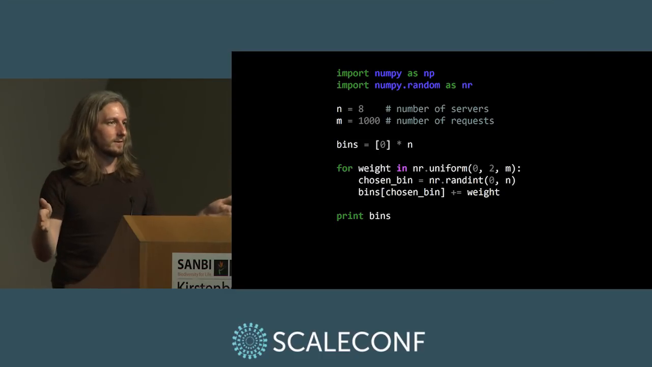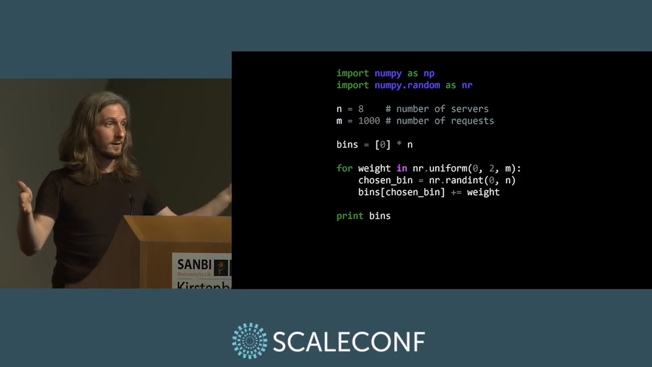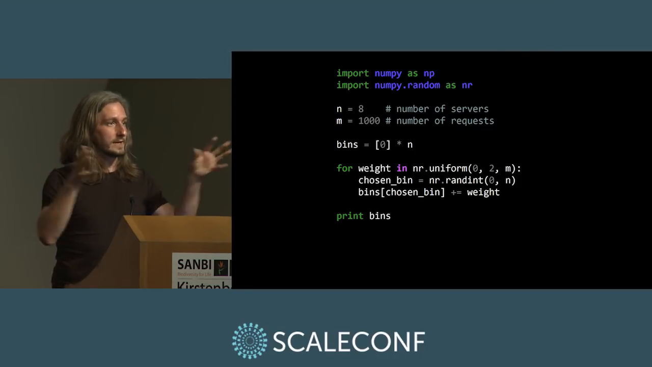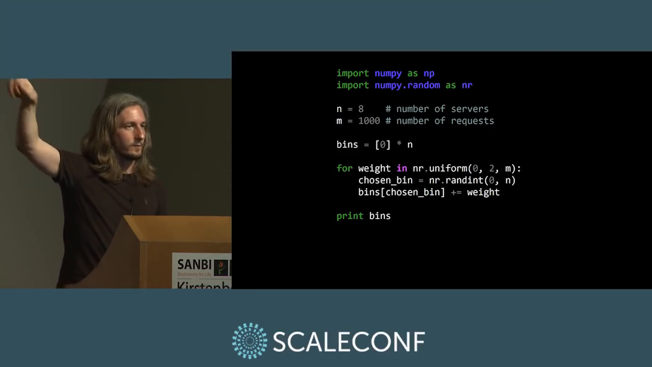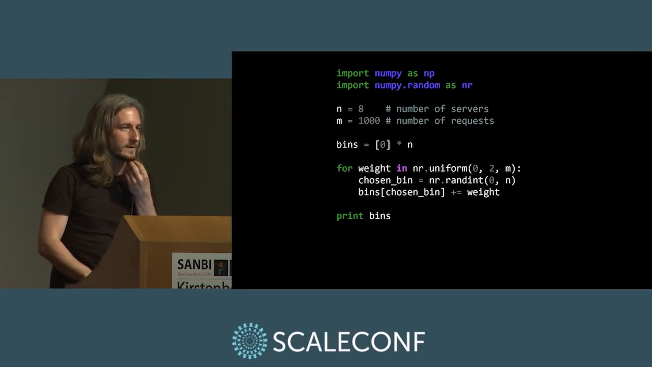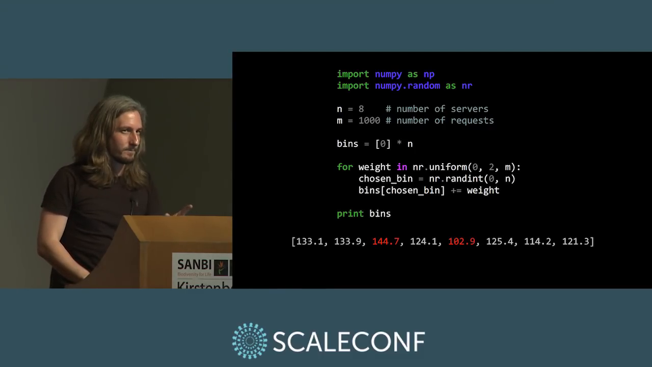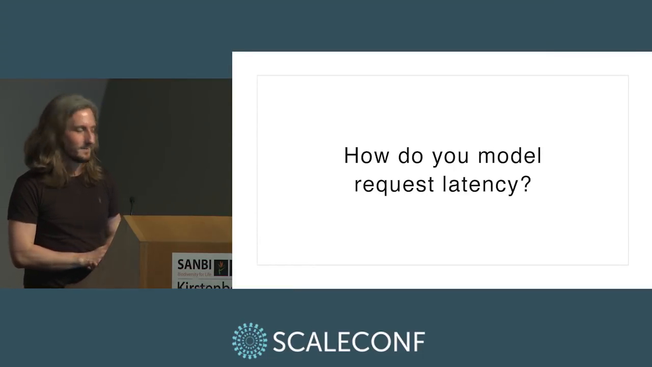So it still averages out to be 1 for most of them, right? Overall, it's going to be putting in the same amount of weight that we were in the last example, but now each of them is going to be between 0 and 2, some fraction of that. So we iterate over those, we increment our bins, we add this up, and you see that we end up with fairly similar results in this case. But this still isn't right because we're not modeling request latency correctly. This is the other part. This is why load balancing is hard. How do you model request latency?